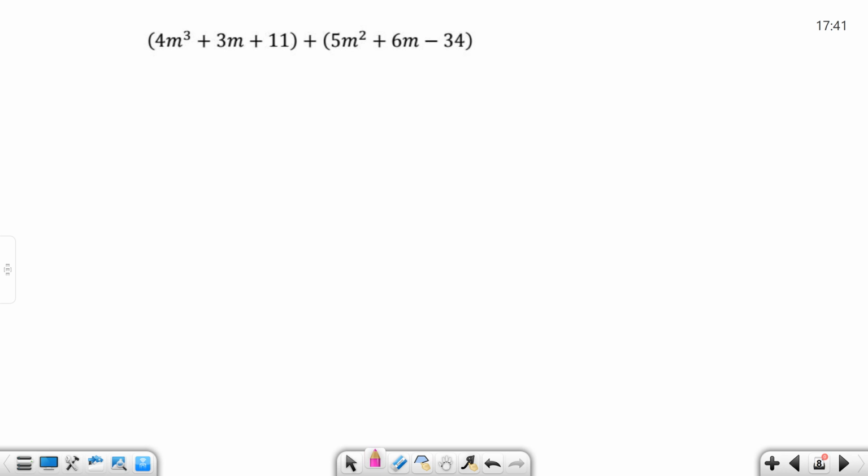So here, I'm going to say, okay, this is 4m to the third. But look, I notice over here I have an m squared, so I need to leave a column for m squared. I need to leave that column there. So here's what I'm going to do. No m squareds in this one, and then plus 3m plus 11. So what I've done is I've left this column here for m squareds. So when I get ready to write the one underneath it, I can write 5m squared plus 6m. These things get lined up, right? They're m's. And then minus 34.